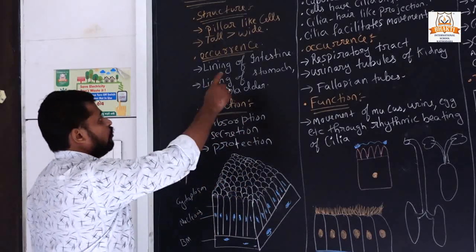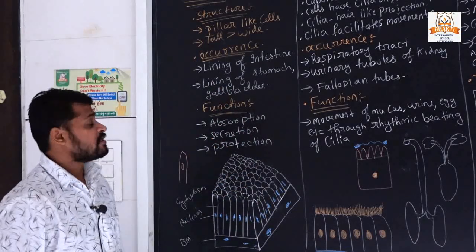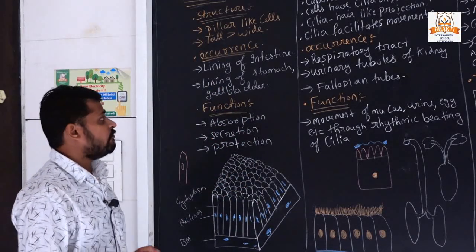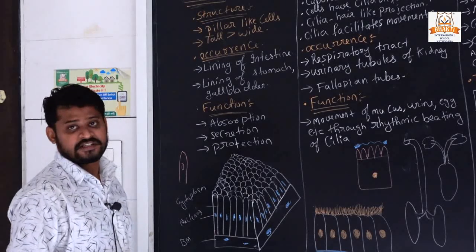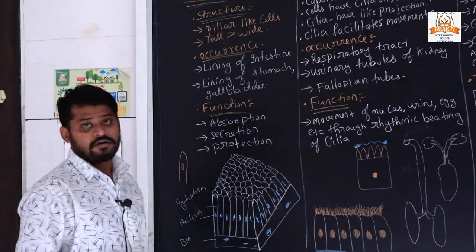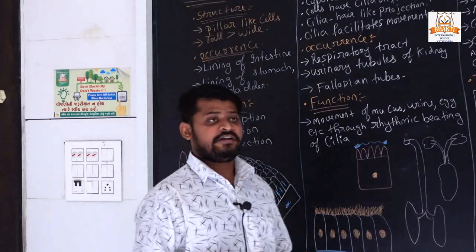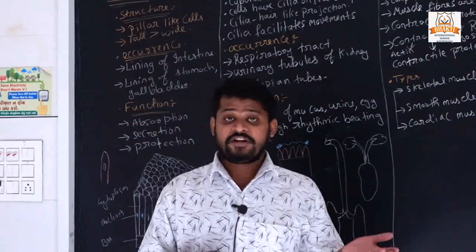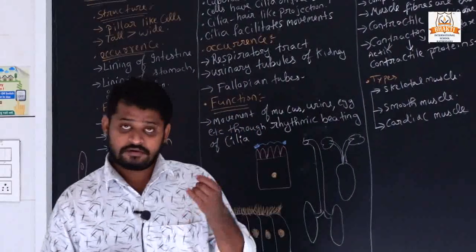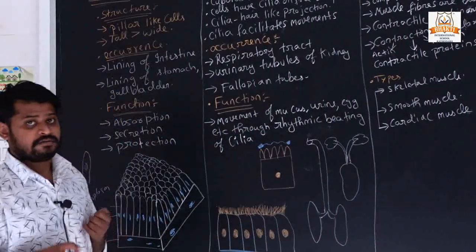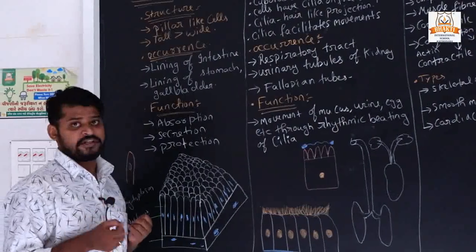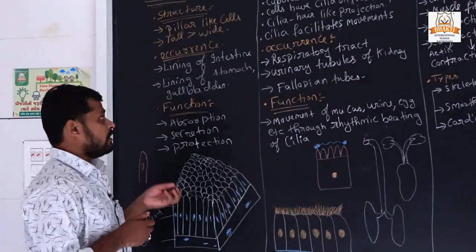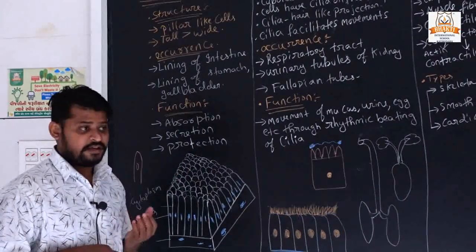Now occurrence means where it is found. These tissues are found in the lining of the intestine. We all know what lining is. We already discussed the difference between covering and lining in our previous video. Once again I will explain so that you clearly understand the difference between lining and covering.